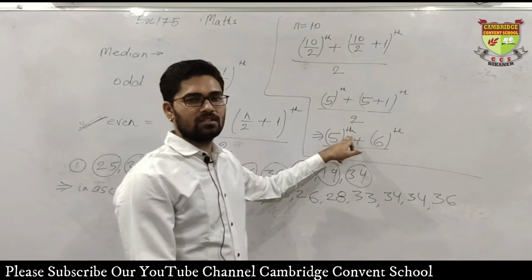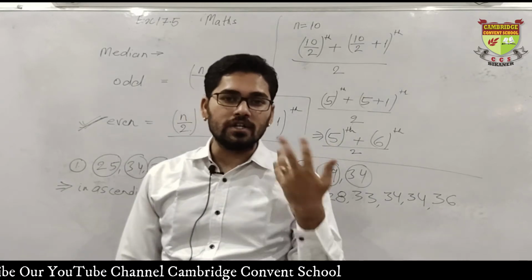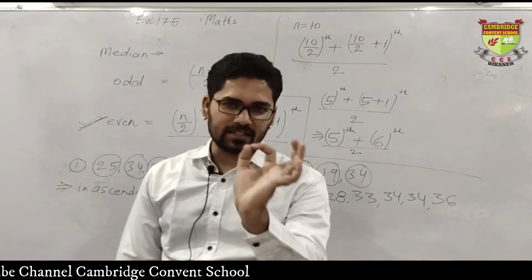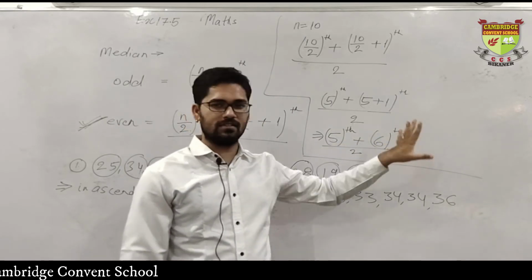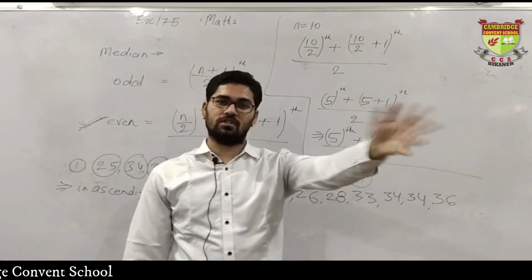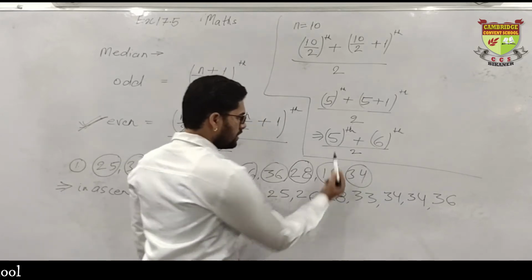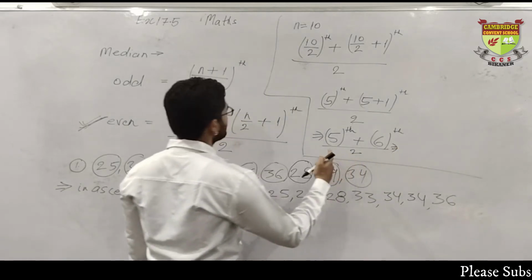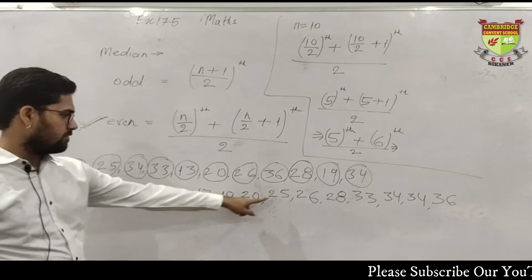Now what does this th mean? We say second, third, fourth, fifth, sixth. That th is fifth, sixth. It just means the number of the question, that sequence, that particular position. It is written here fifth. I will solve it here now. What is the fifth number? 1, 2, 3, 4, 5.